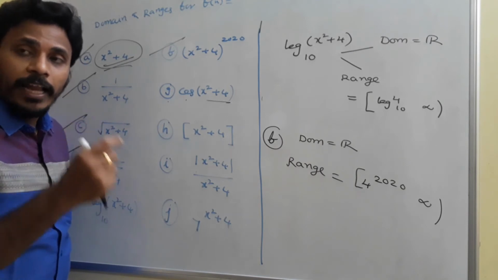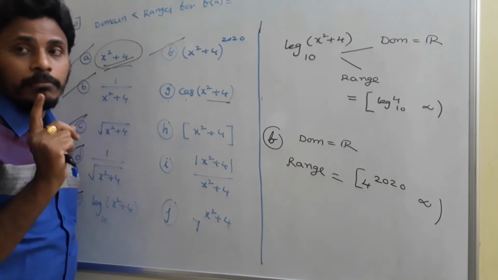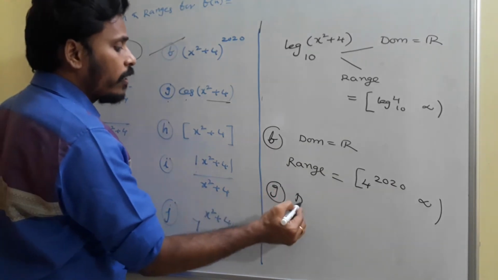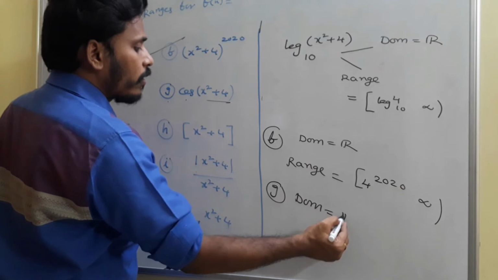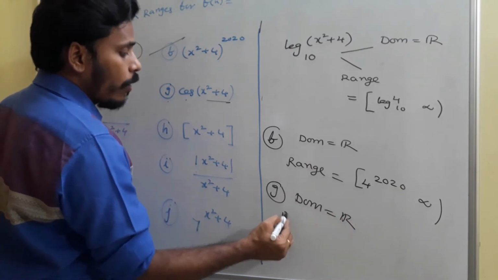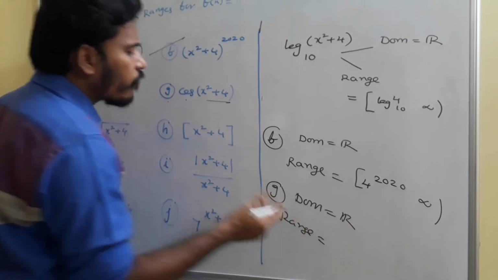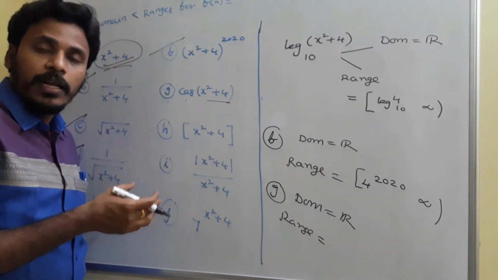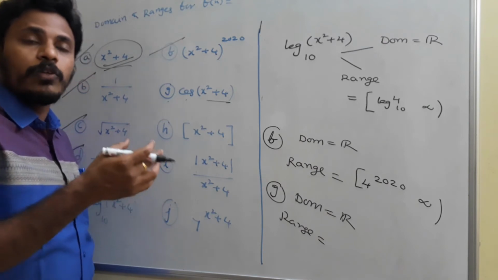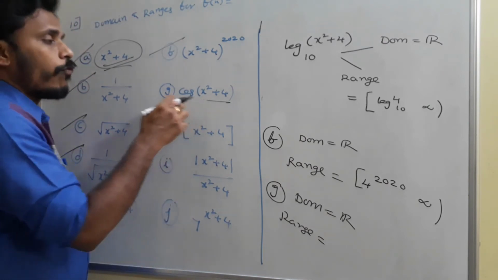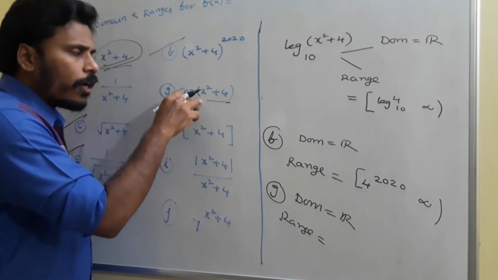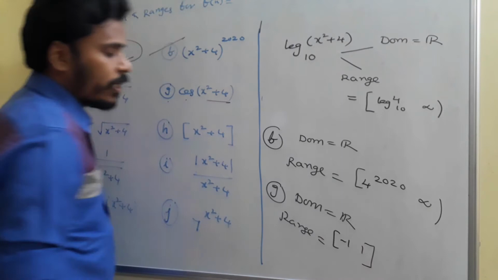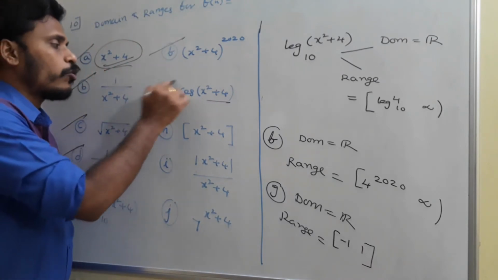Cos of a value exists for every real number, and that's why easily we will say the domain is all the real values. When you think about the range, cos of some angle, x square plus 4 is some number and we are applying cosine on that, and cos of some angle is always in between minus 1 and 1 irrespective of those x. Not depending on the x, always the range of this function is in between minus 1 to 1. That's about g.